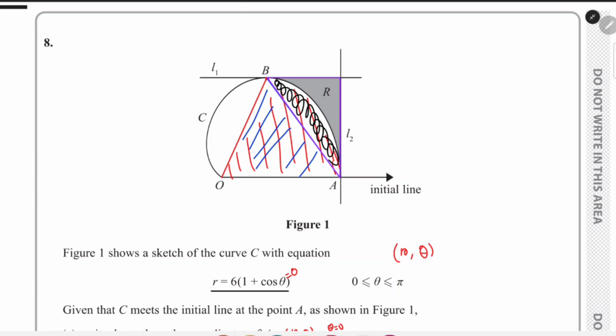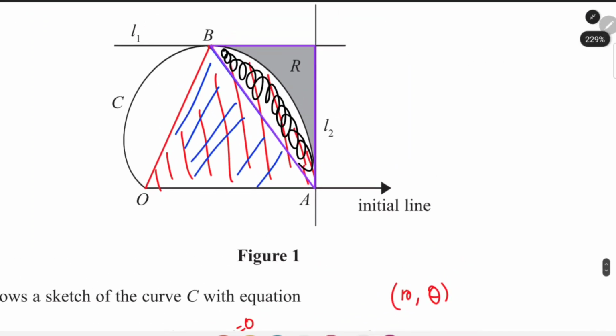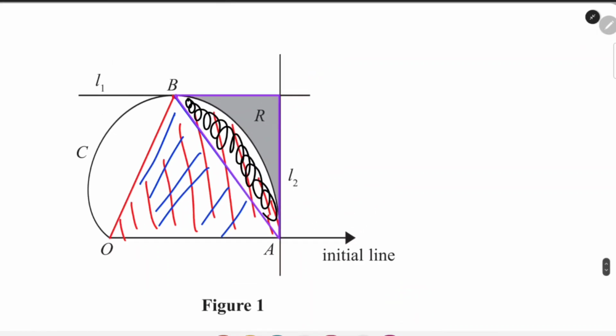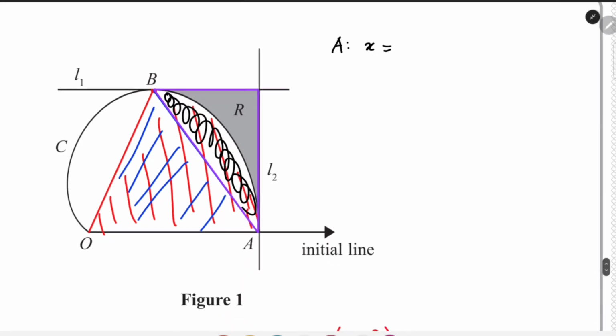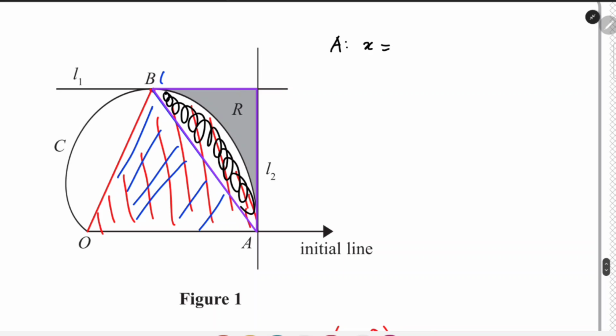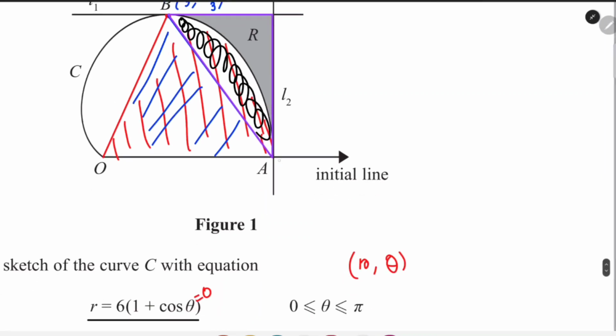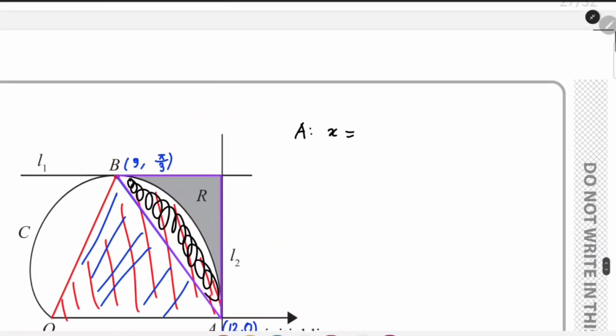So first, it would be useful if I know the Cartesian coordinates of A and B. So I'll do that first. The x coordinate is r cos theta for A. I know the polar coordinates of both. For B it's 9 comma pi by 3. For A it's 12 comma 0.